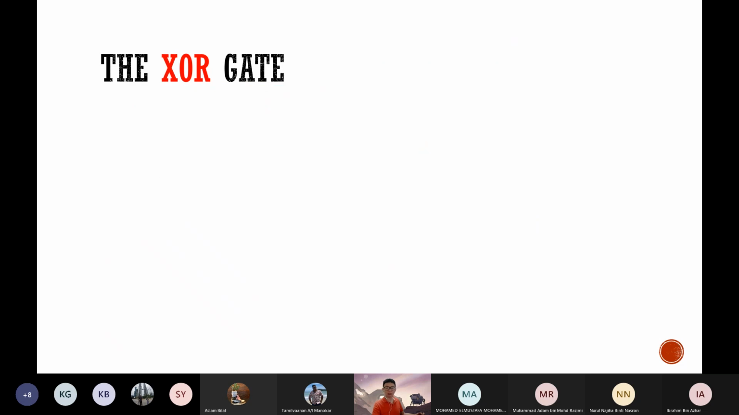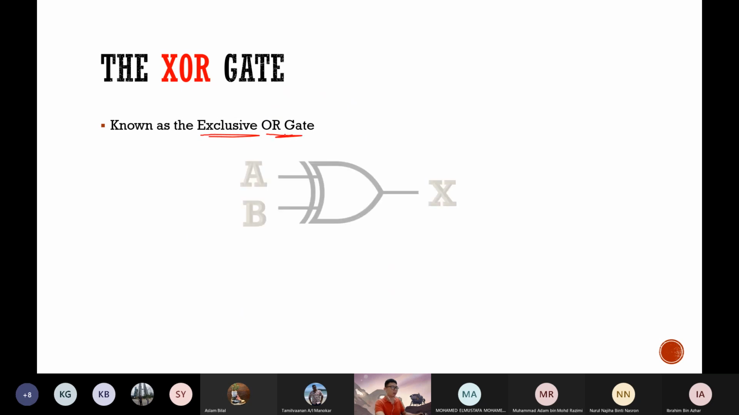All right, next, we are going to take a look at another gate, which is the XOR gate. This gate is also known as the exclusive OR gate. This is how it is drawn. You can see that this is actually an OR gate, with a strange-looking curve in front of it.